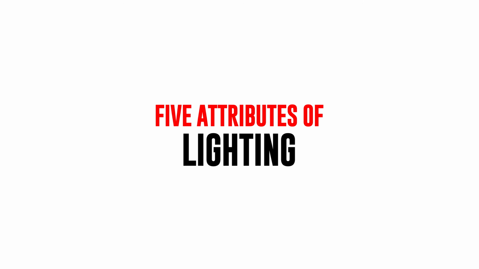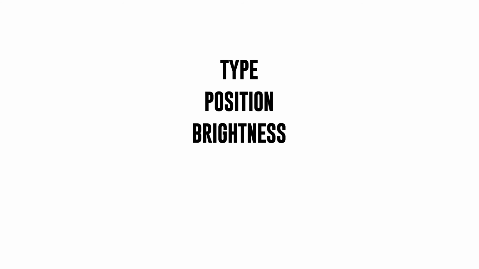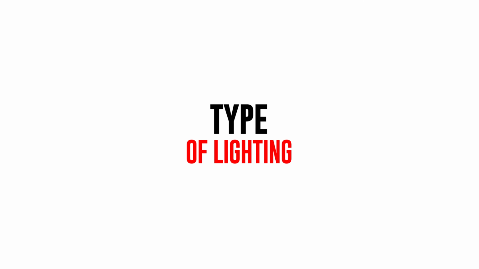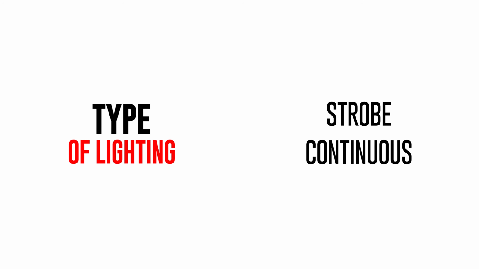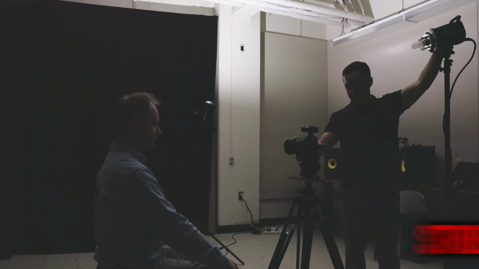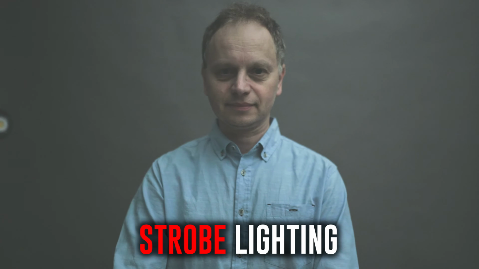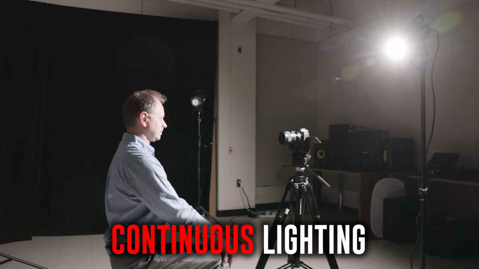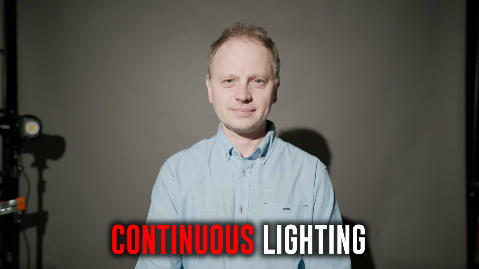Lighting can be broken down into 5 different attributes: type, position, brightness, color, and quality. Let's start with the first attribute, which is the type of lighting. And there are 2 main types of lights, which are strobe and continuous. Strobe lighting produces a flash or a burst of light for a very short period of time. Continuous lighting produces constant light without ever turning off.